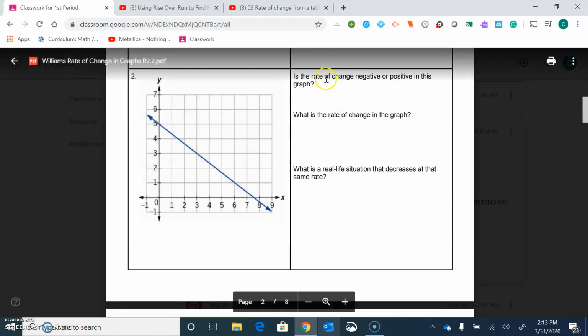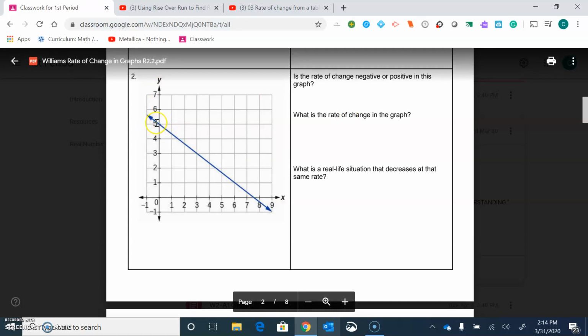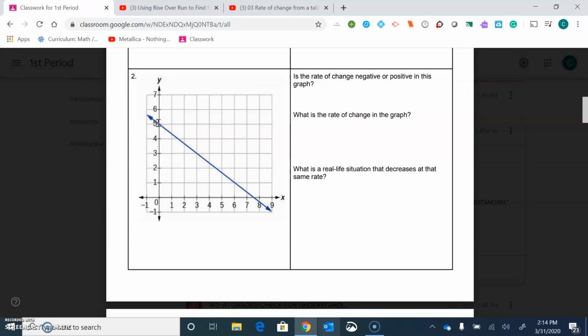For number two, it says, is this rate of change negative or positive? Again, we read left to right. If I'm reading left to right, this line is going down. That is a negative rate of change. The second question says, what is the rate of change? So again, you need 2 points. Points are exactly where they cross. These cross exactly here. But if you look at this one, that's not a point. It only touches on the y-axis. It doesn't touch the x-axis. It doesn't touch both lines. So this is a point.